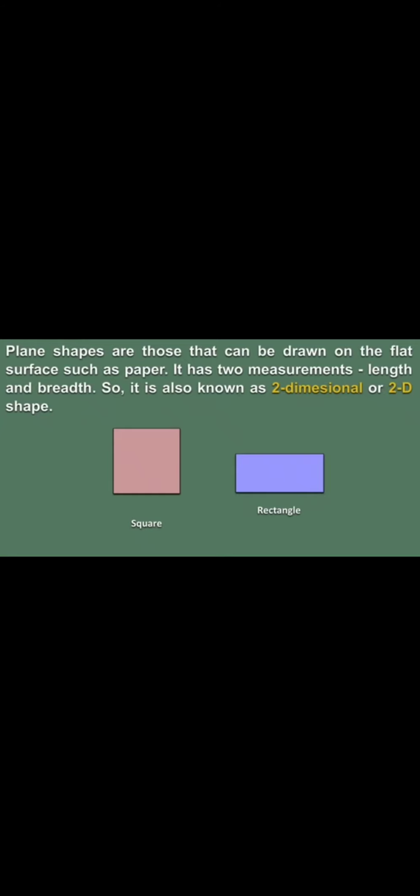Hello students, so in the previous classes we have learned about lines and shapes and plane shapes. We have been discussing only plane shapes. Plane shapes are those that can be drawn on a flat surface such as paper. They have two measurements, length and breadth, so they are also known as two-dimensional or 2D shapes. Like here you see a square and a rectangle, right? We can draw these on a piece of paper. So these are called plane shapes, or two-dimensional, like square, rectangle, triangle, and all those shapes.